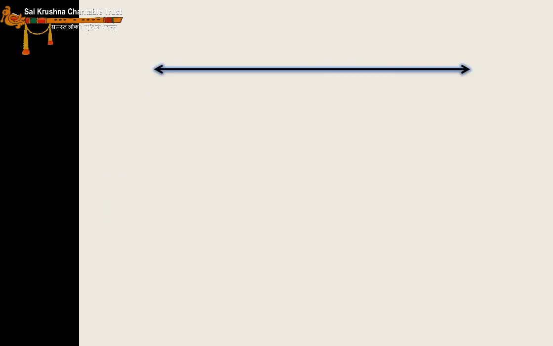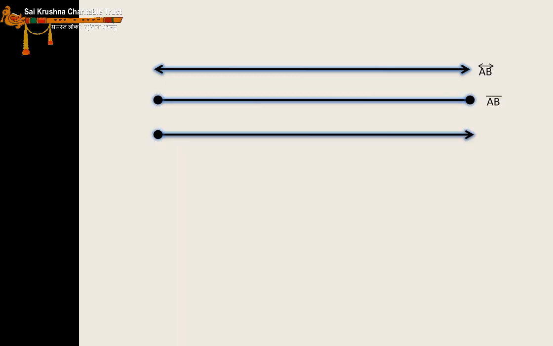Usually, we denote a line using a double-sided arrow, a line segment using a line, and a ray using a single-sided arrow. However, we shall not use these symbols and we shall use just letters to represent a line segment and a ray. Sometimes we also use small letters to represent a line.